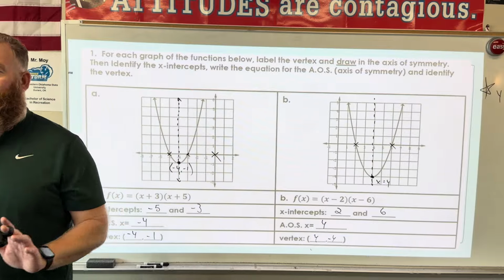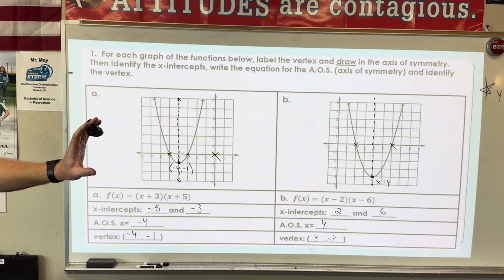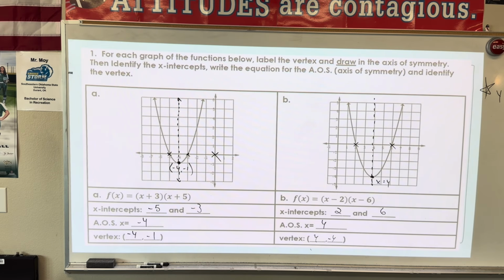Is everybody good so far? Now we're not quite into factored form. Right now we're still identifying stuff, but we're going to get there in just a second. You have your paper, yes? I'm going to switch over to another slide. You need to have this information to answer number 2.